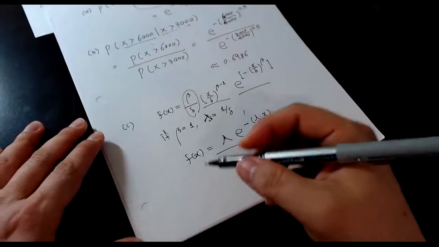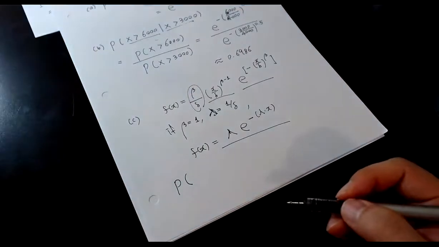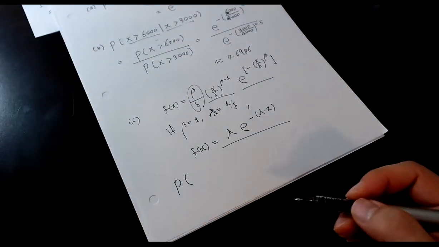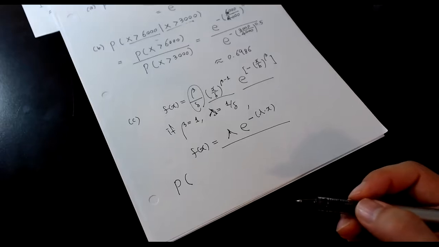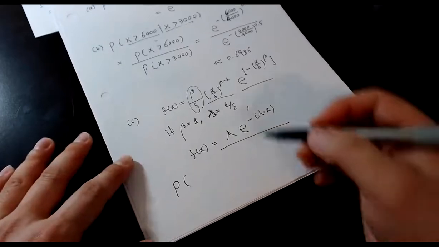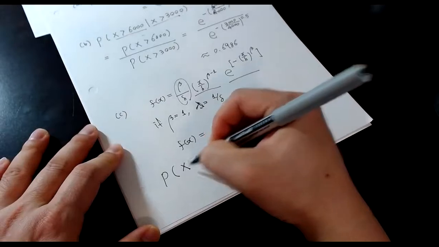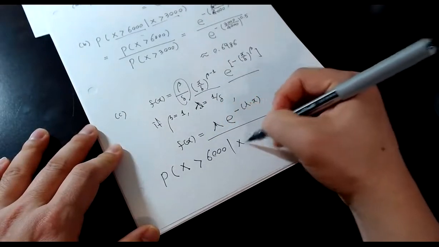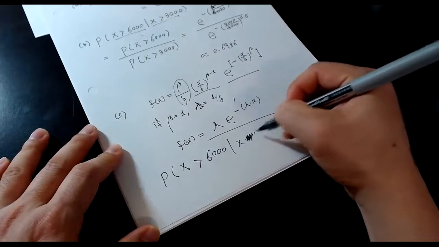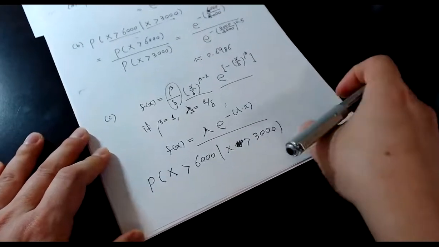So now we find the probability under that assumption, the assumption that the x has an exponential distribution with a mean equal to 4,000. Okay, so now we calculate that probability. The probability x is greater than 6,000, given that x is greater than 3,000. Okay, so what is this?